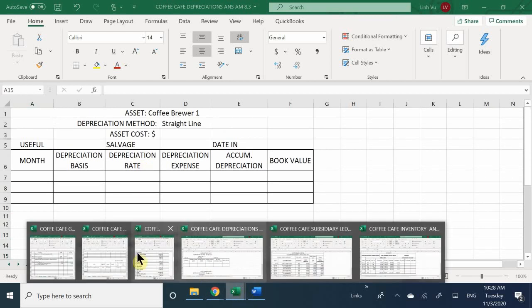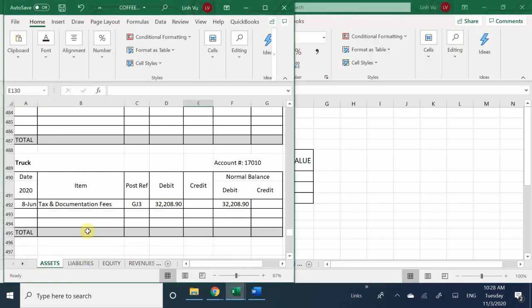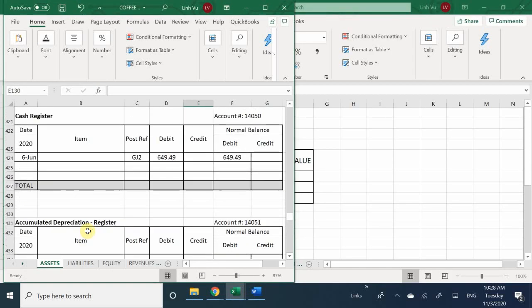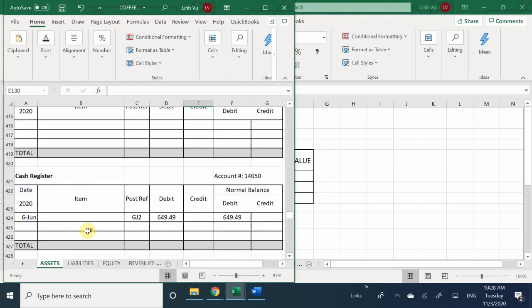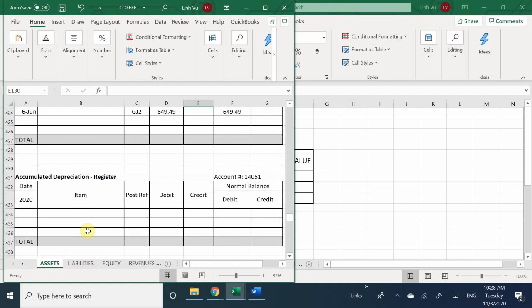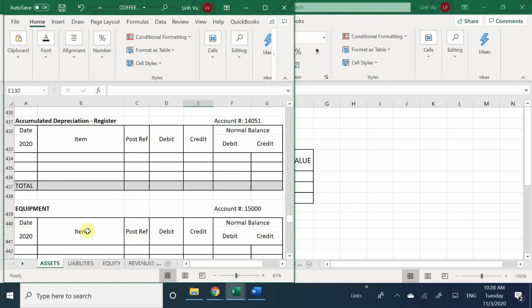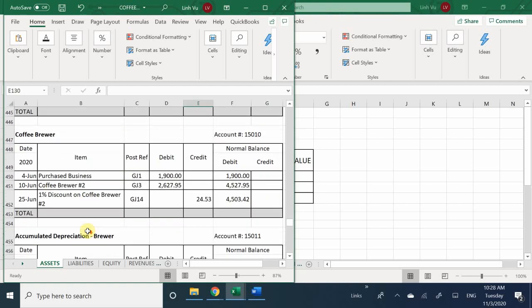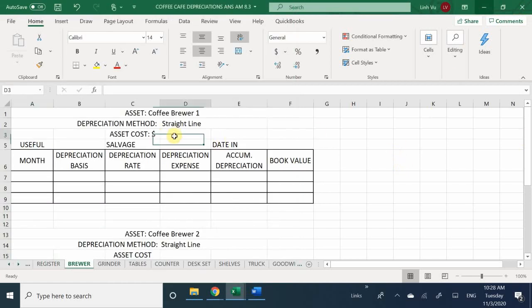Ledger. Okay. So here we are, ledger. This is equipment for the coffee cash register. So equipment should be down below. Here you go. Here's your coffee brewer. Now here we have two coffee brewers. What was our first one worth? How much did it cost us? 1900. Okay, so cost of our first brewer is 1900.